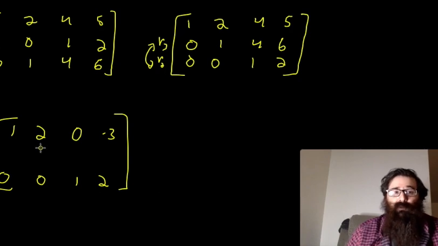Replacing in row 2 with row 2 minus 4 row 3, I get 0 minus 4 times 0 gives me 0. 1 minus 4 times 0 gives me 1. 4 minus 4 times 1 gives me that 0 that I had wanted. And then 6 minus 4 times 2, that's 6 minus 8, gives me negative 2.